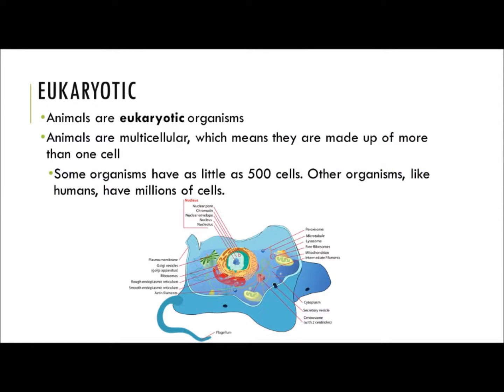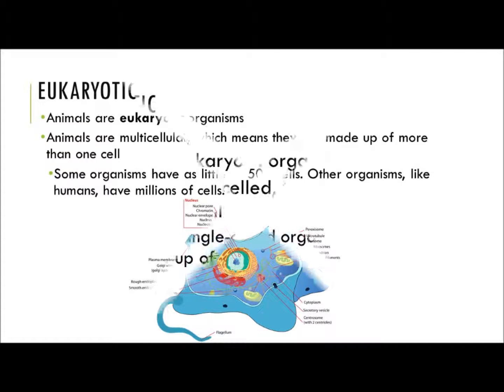Animals are eukaryotic organisms. These animals are multicellular, which means they are made up of multiple cells. Some organisms can have as little as 500 cells, but others, like humans, have up to millions of cells.